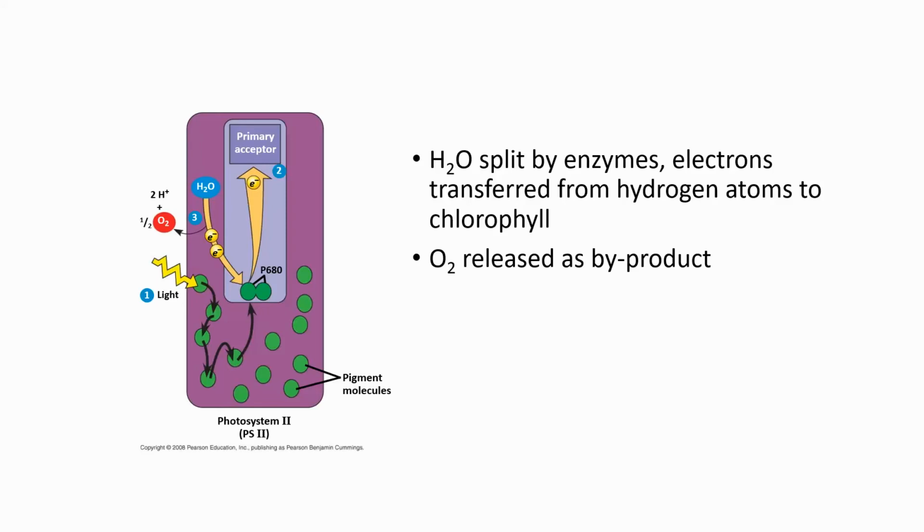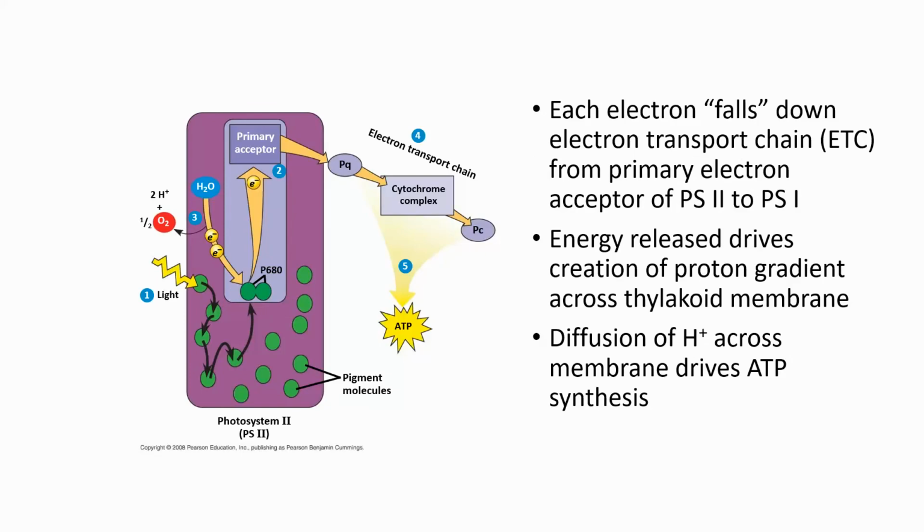They're going to produce some hydrogen ions. They're going to produce a waste product of oxygen, and they're also going to produce some electrons that are going to be used to replace the electrons that the reaction center chlorophyll have given up. O2 is a waste product that gets released.